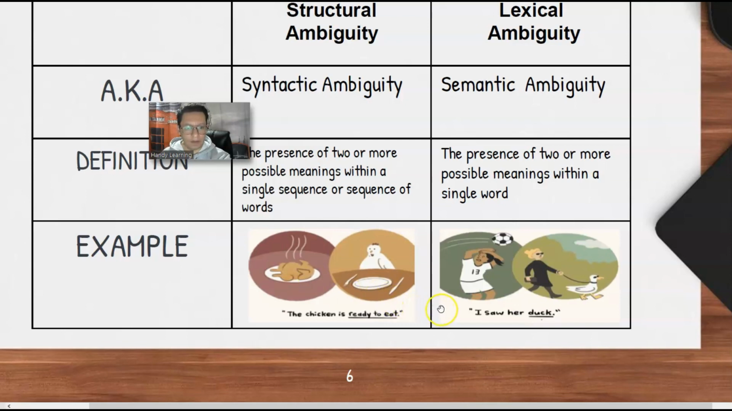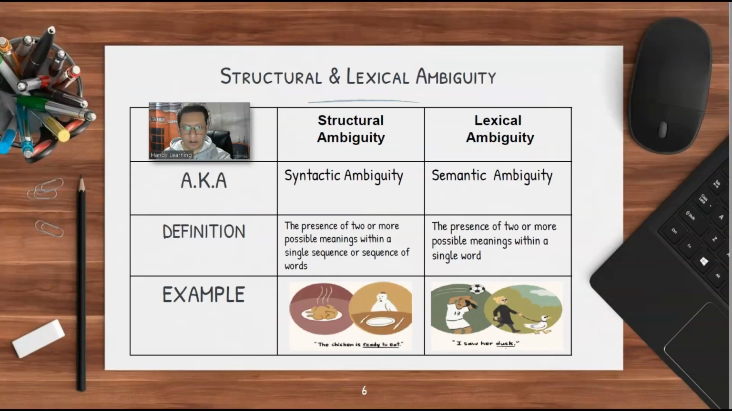Okay, and then we have "I saw her duck." This is lexical ambiguity. When one word creates a problem, it says I saw her duck. In this case, the word duck is creating the problem because it might be interpreted as the action of throwing a ball and throwing it fast and hard, or just the animal. So it creates alternate interpretations or definitions. Okay, so let's continue.